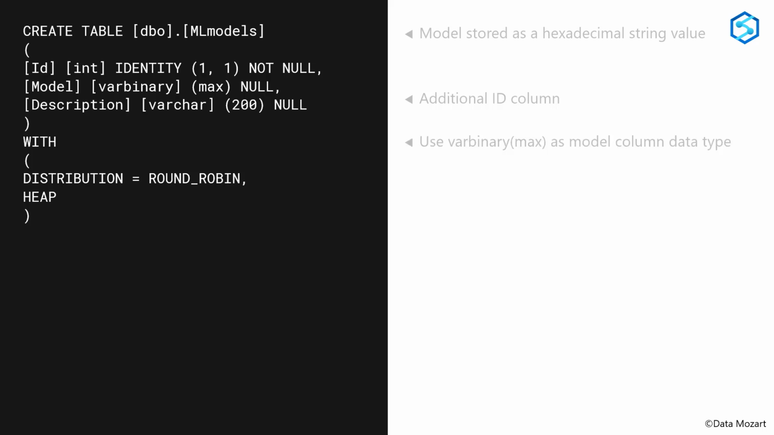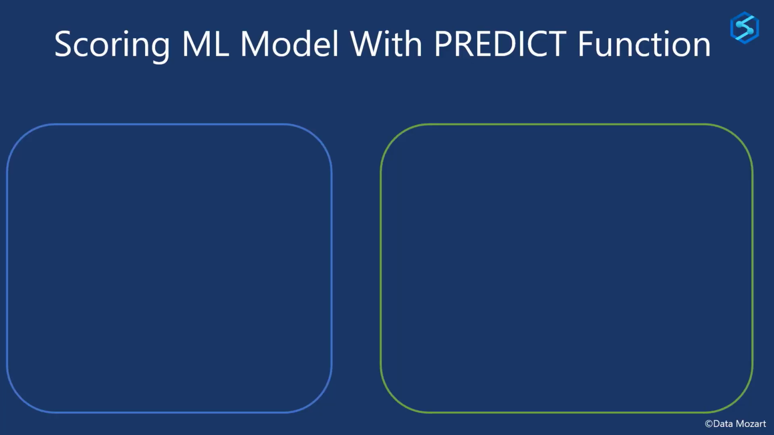Here is a simple example of the table to store the model data. After that, you can use the COPY command to load the model into the dedicated SQL pool. And the last step is to score the machine learning model. For that task, you can use the T-SQL PREDICT function.